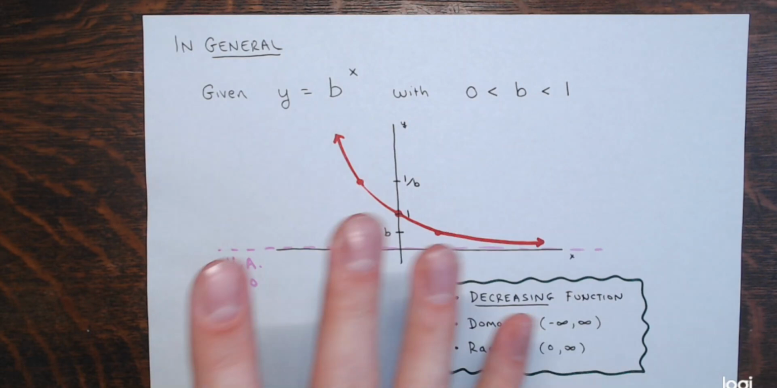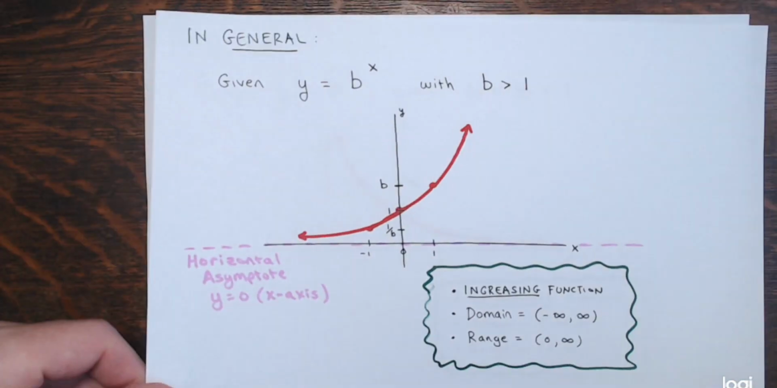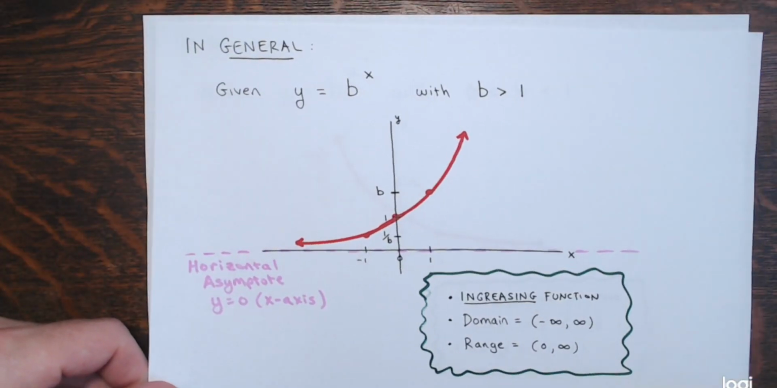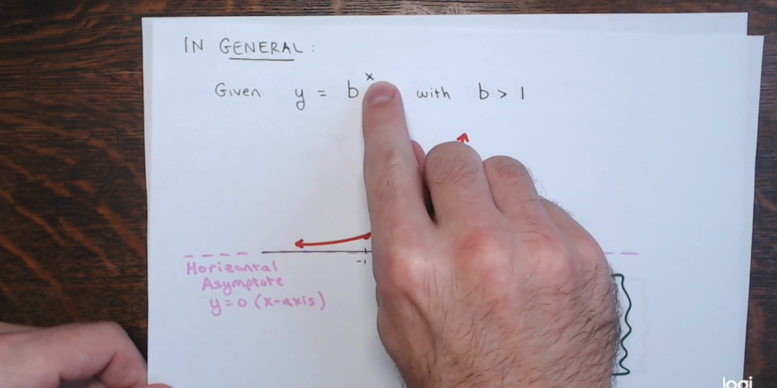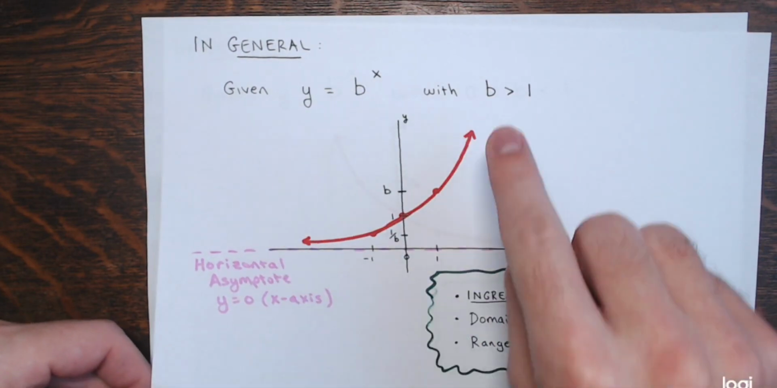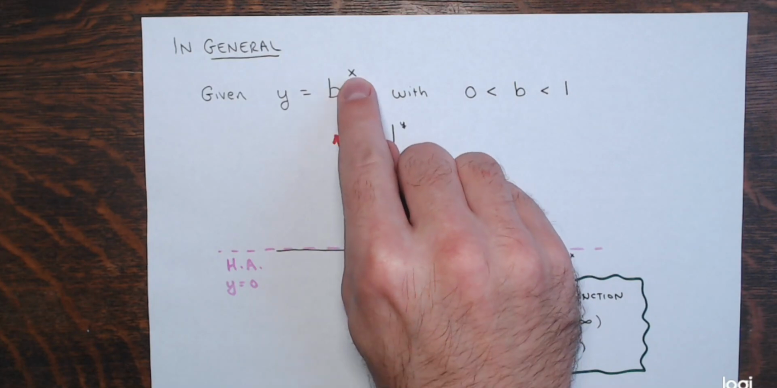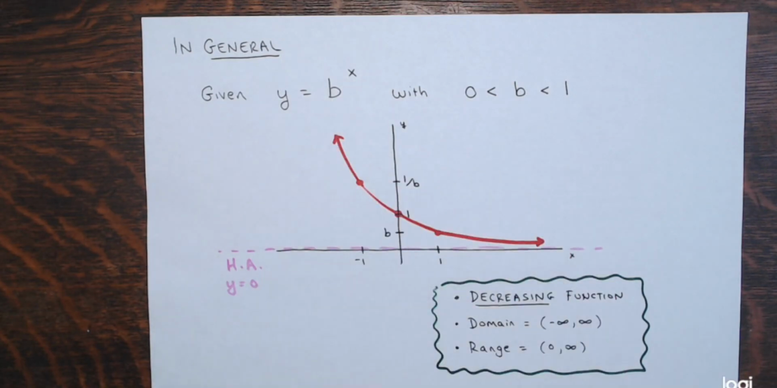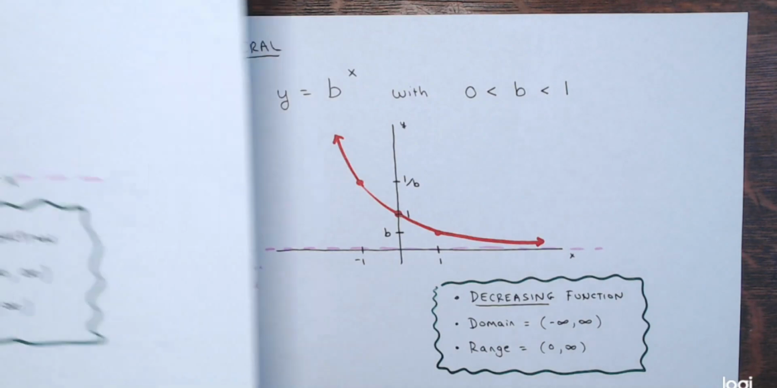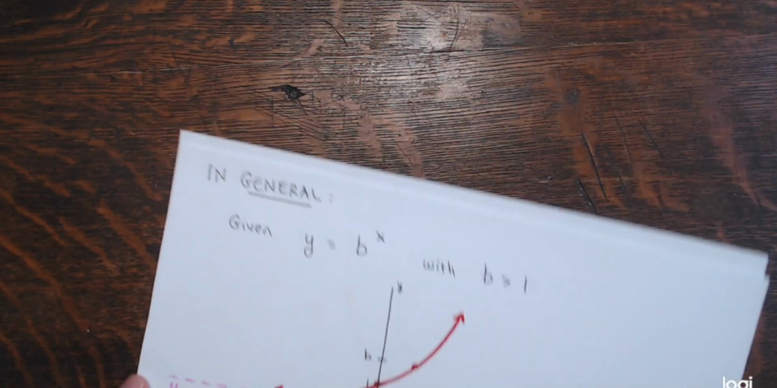So we have the case when the base is bigger than 1, looks like that. Just a number bigger than 1 to just the x power. And the case when you have a number less than 1 to the x power looks like this. You should know these.